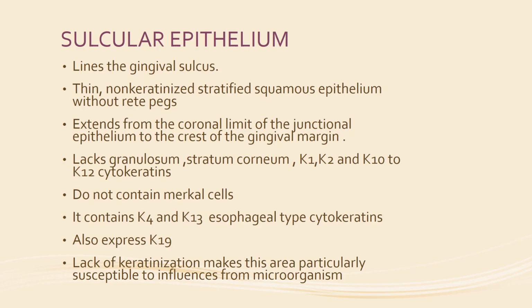It lacks stratum granulosum and stratum corneum layers, and also K1, K2 and K10 to K12 cytokeratins. They do not contain any Merkel cells. It contains K4 and K13 esophageal-type cytokeratins and also expresses K19 cytokeratin. Their lack of keratinization makes this area particularly susceptible to influences from microorganisms.